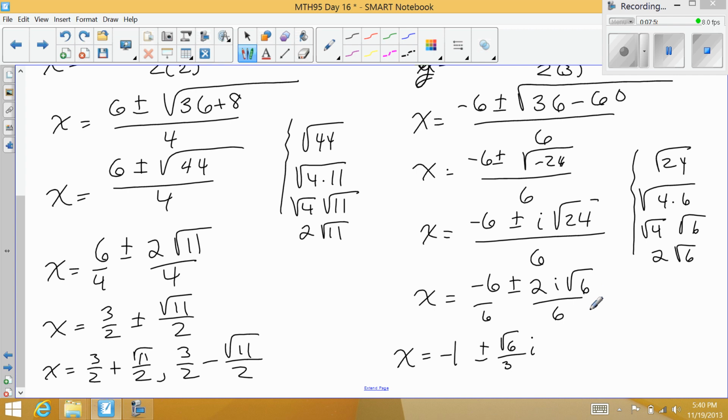Actually, here's a good thing to talk about. The 6 here cannot reduce with the 6 here because this 6 is inside the square root. We can only reduce if it's actually a factor. So we've got a plain 2 over 6. That reduces down to 1/3. And then I need my i for my final result.